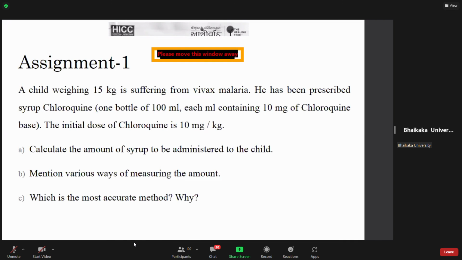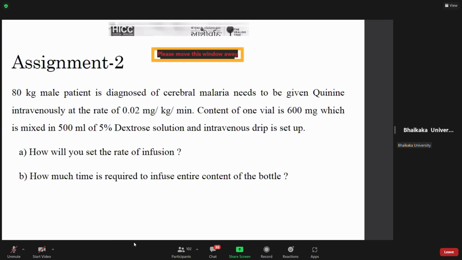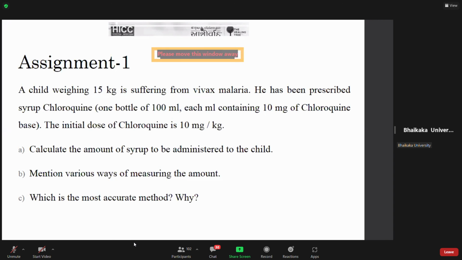So that's all about today's practical. You have to write 2 assignments in your journal when you get your journal. But until then you can try to solve these questions at home. You can take a screenshot of assignment 1 and assignment 2. If you have any doubt, you can ask in the chat box. So you have to solve these 2 questions.